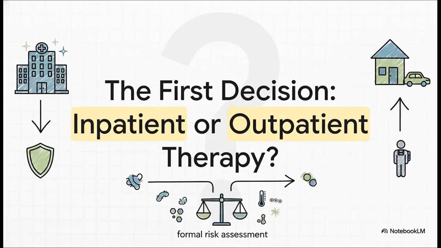So that very first decision you have to make right at the top of the algorithm is where are we going to treat this patient? And it's not a guess. It's based on a formal risk assessment. So what exactly goes into that crucial choice?